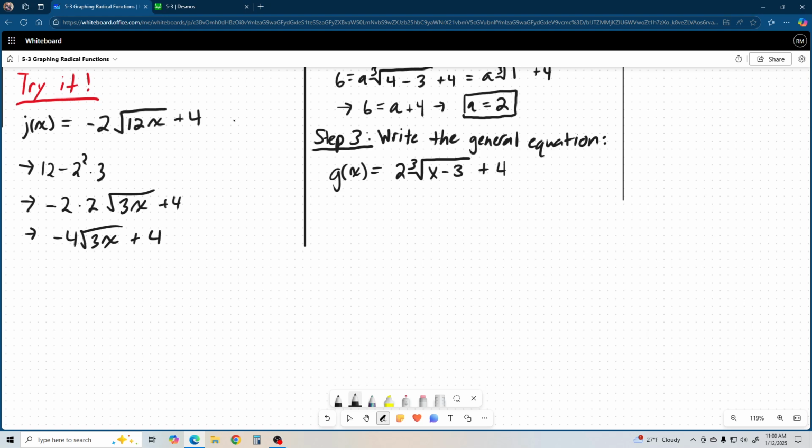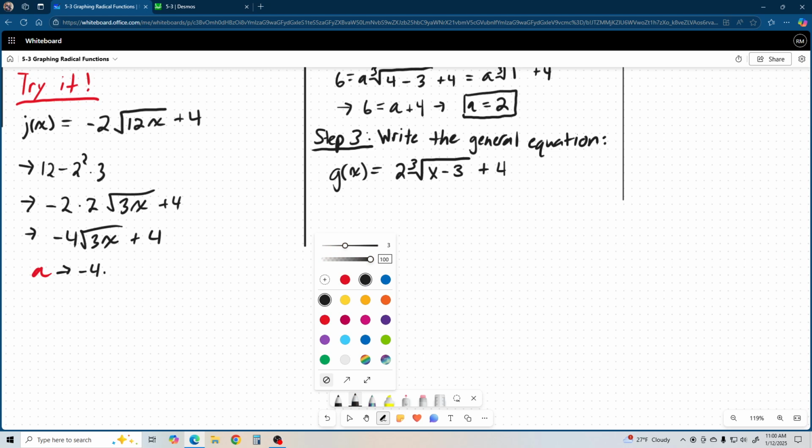Because we've pulled everything out that we can, and because this x isn't really being added to anything, we can actually say in this case that a, because a is just the number being multiplied by the x value, right? A is the multiplier. So we can say in this case that a is -4 times the square root of 3. That is what it's being multiplied by, right?